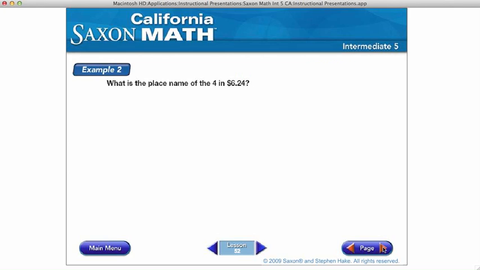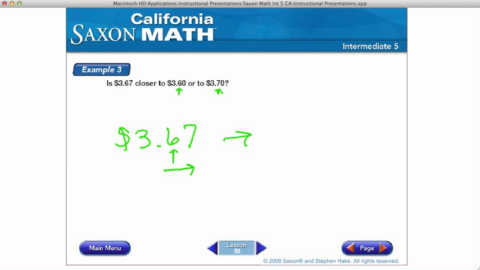So you need to make sure that when you're writing, you have that TH on the end. All right, example 3. Is $3.67 closer to $3.60 or $3.70? Here we're rounding to the nearest tenths place. So when looking at 3.67, because we're rounding to the tenths place, I'm only going to look at the number to the right of the tenths. Since this is a 7, 67 is closer to 70, so my number rounds up to $3.70.